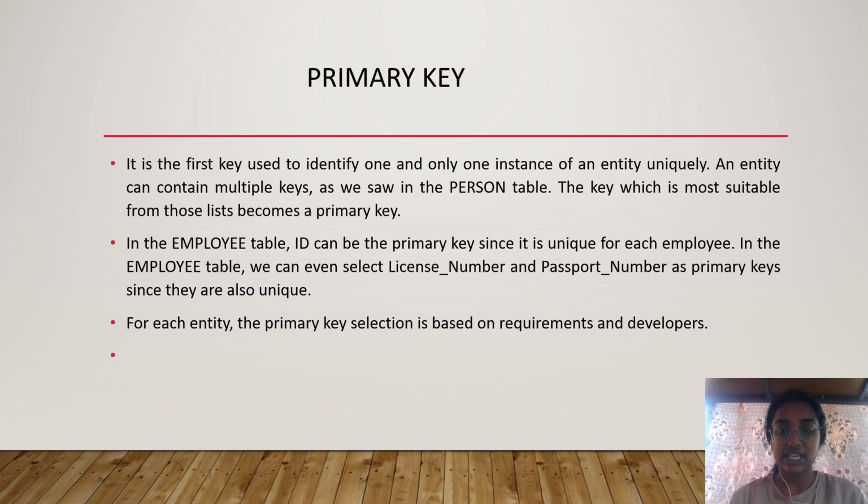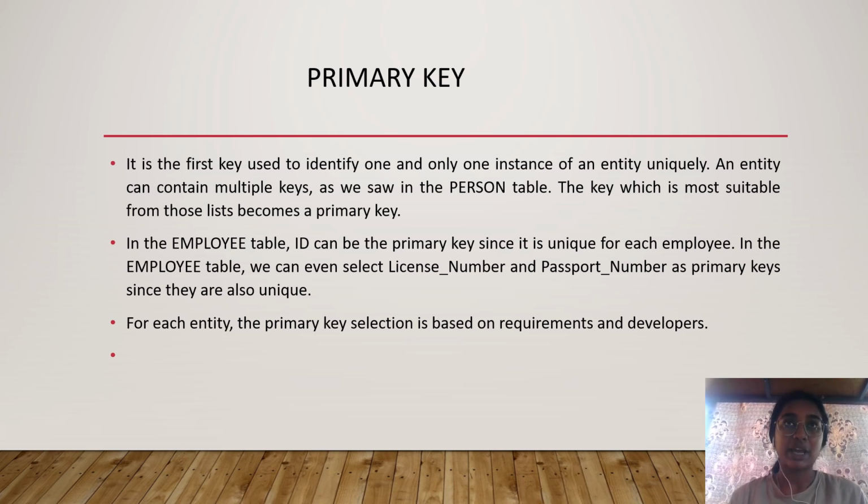ID can be given as a primary key because it is unique for each and every employee, and we can give any license number or passport number, which cannot have multiple values. Name can have multiple values like nickname, pet name, and original name. So we can select the passport number, license number, or SSN as a primary key.